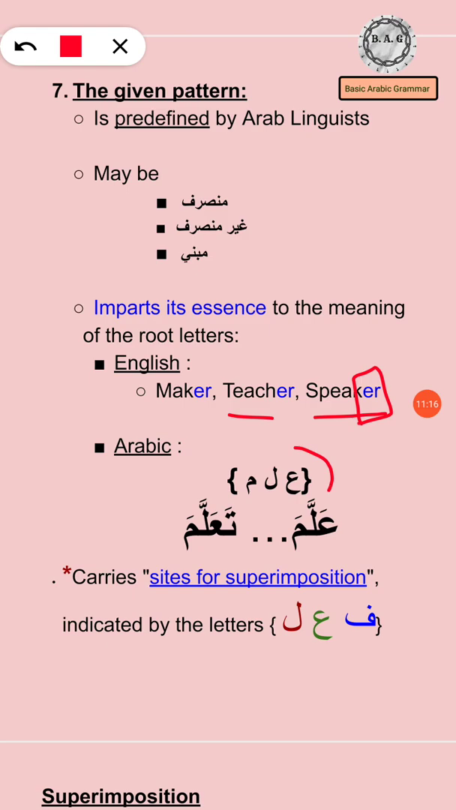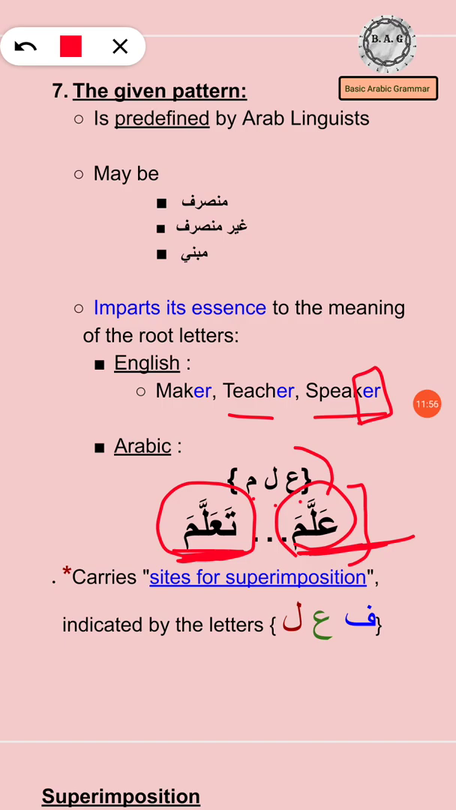Let's come back to our root letters, which here are ain, lam, mim, knowledge. Now our two patterns, for example, are allama and ta'allama. Allama means to teach, and ta'allama means to learn. Both of them have something to do with knowledge. Allama is the pattern that imparts the meaning of giving knowledge, and ta'allama is the pattern that imparts the meaning of receiving knowledge.